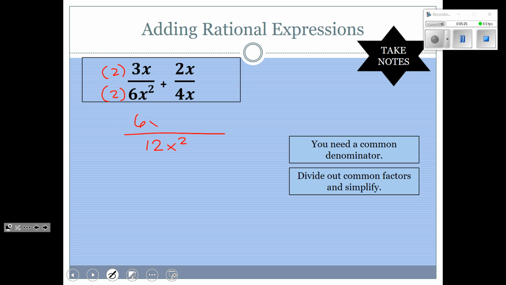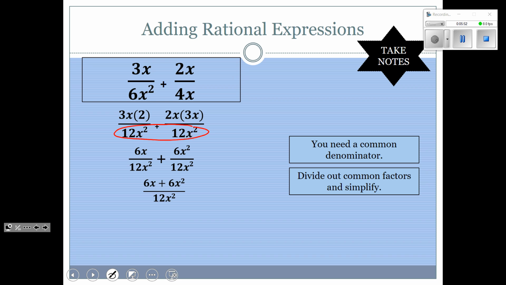That would be 6x. And 4x has to be multiplied times 3x in order to get 12x squared. So we multiply the numerator also by 3x, and that would give us 6x squared. Let's see the thought process I go through to get that. Let the PowerPoint pull it up. Now again, I don't like writing this twice right here. I would just write it once on the bottom so it gets less confusing.